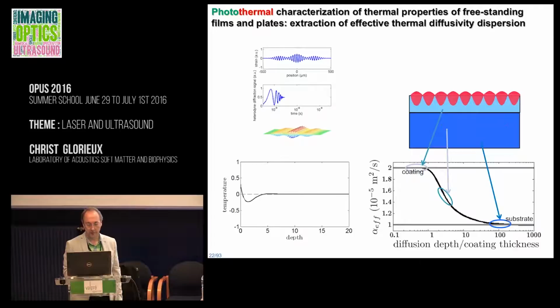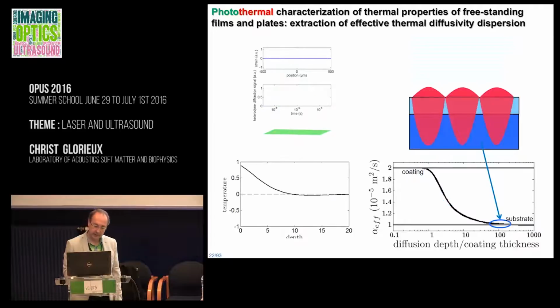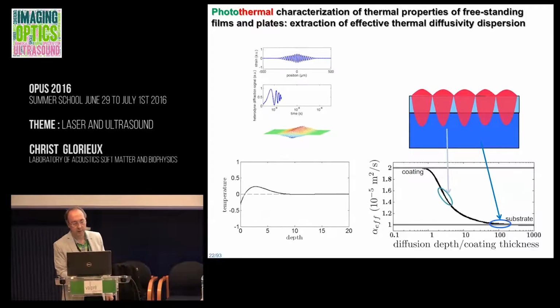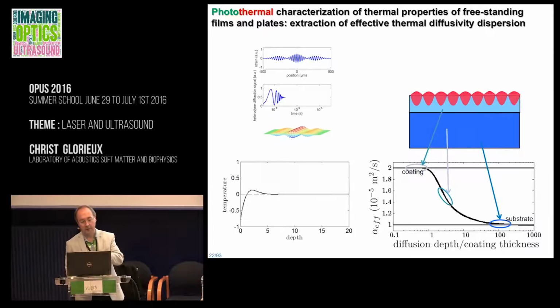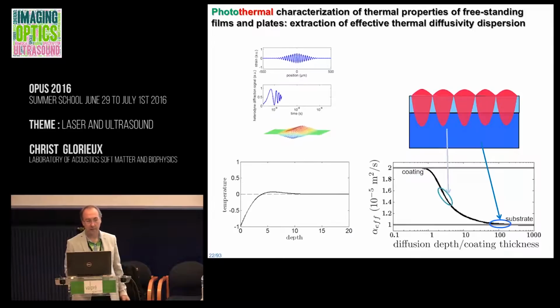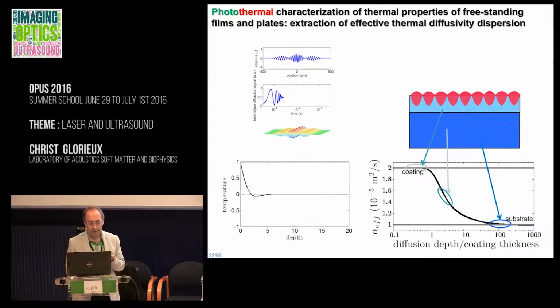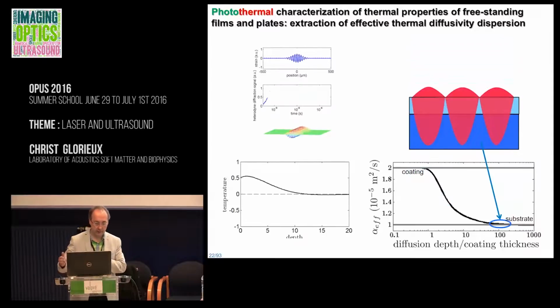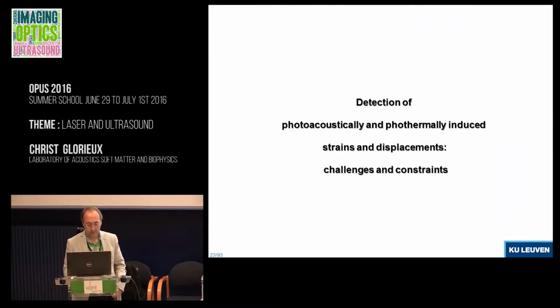It only feels the coating when this grating is disappearing. So that's why you can also use the decay of the thermal expansion by thermal diffusion to determine the thermal diffusion as a function of depth. So you can do depth profiling, not only acoustic, but also thermal.